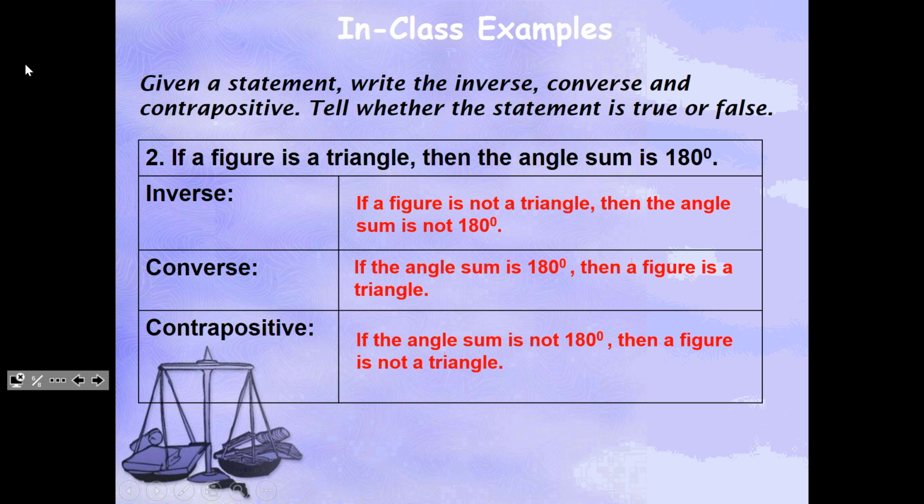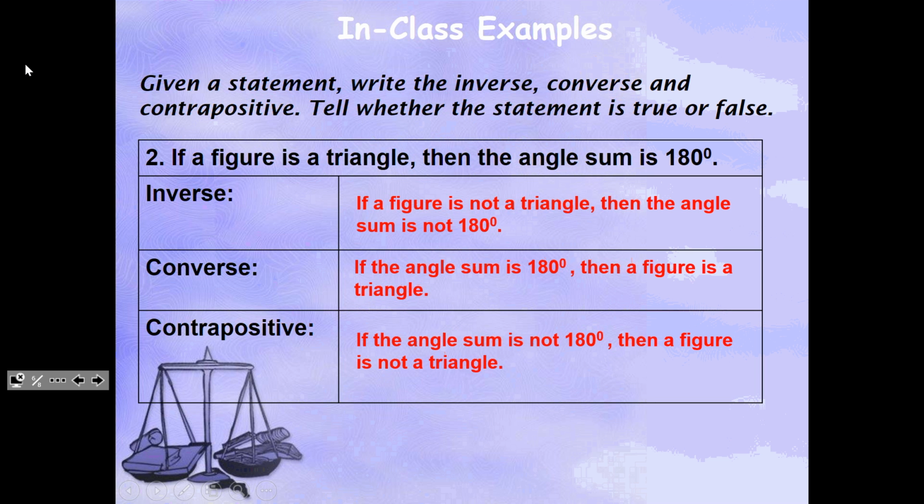If a figure is a triangle, then the angle sum is 180. If the angle sum is not 180, then the figure is not a triangle. What do we think? True or false? Yeah, right? An angle sum for a triangle is 180 degrees. Good. All right, then we have inverse and converse.